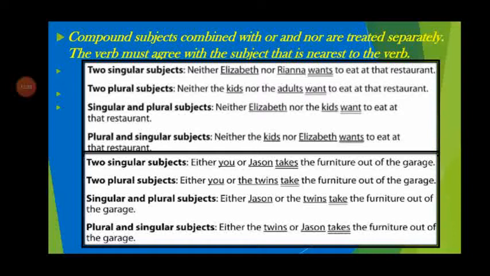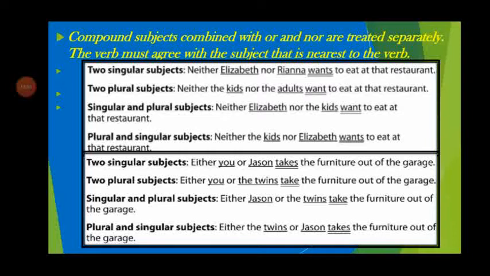There we can see that twins comes second. That means it is treated as plural, so the verb take also appears plural. But in the first sentence, either you or Jason, Jason is the second noun used there. That is singular. So that's why the verb take changes to takes, the singular form.